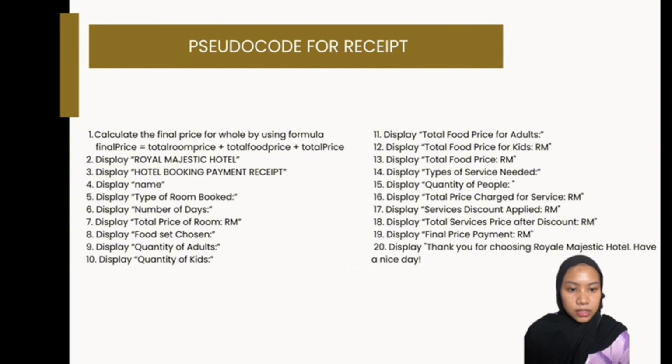Specific for food, it will display food set chosen, display quantity of adults, display quantity of kids, display total food price for adults, display total price for kids, and display the total food price, which is the whole price for both adults and kids.